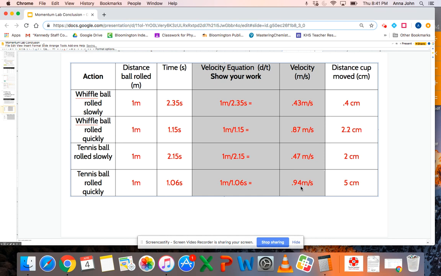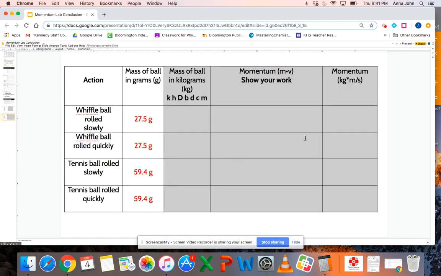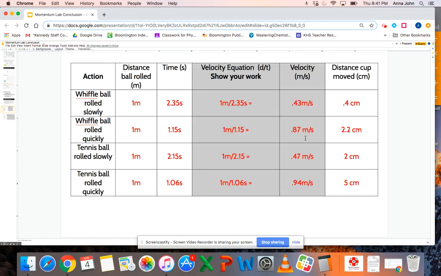So that's the velocity part of it, and then you should have measured the distance the cup moved. Notice that the faster it was, kind of the more the cup moved. So that's some things to start noticing. Okay. Our second data table now is going to focus on calculating the momentum.